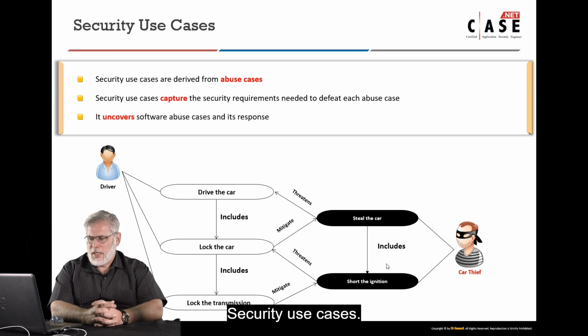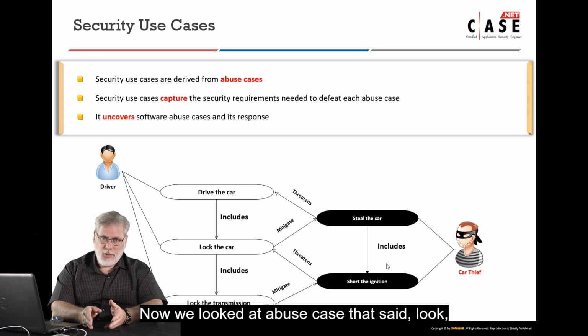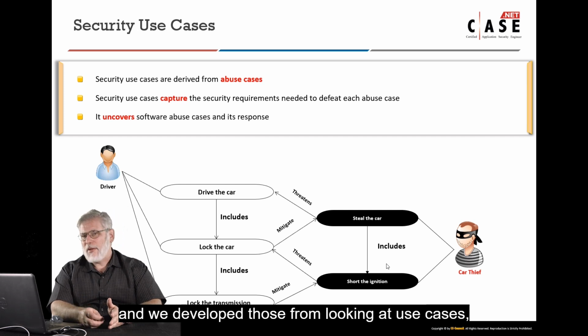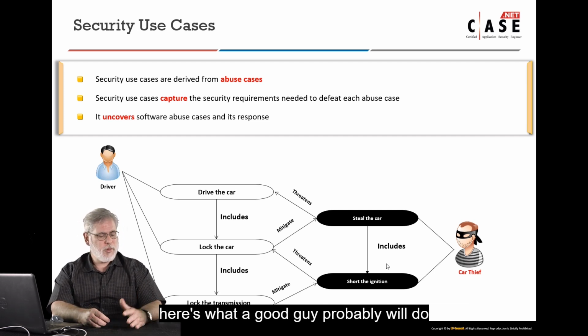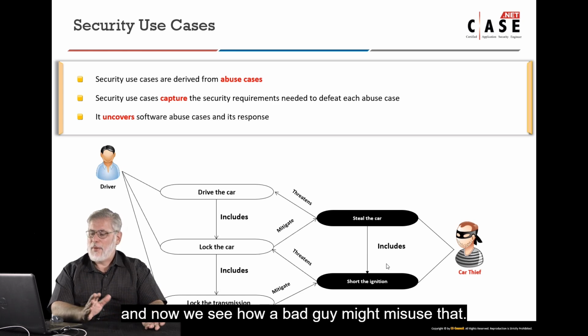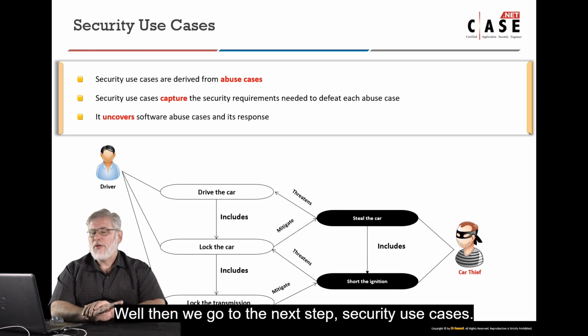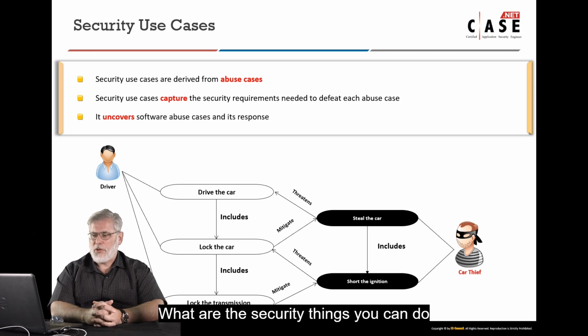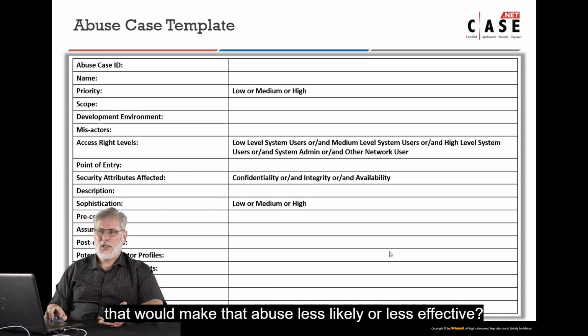Security use cases. Now, we looked at an abuse case that said, look, here's what a bad guy might do. And we developed those from looking at use cases. Here's what a good guy probably will do, and now we see how a bad guy might misuse that. Well, then we go to the next step, security use cases. Looking at that abuse, what will you do to mitigate that? What are the security things you can do that would make that abuse less likely or less effective?